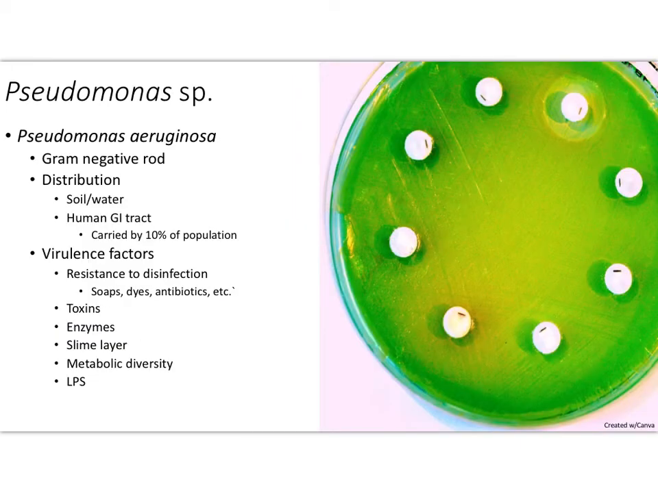Moving on from our acid-fast rods, we are going to move into gram-negative rods, and our first gram-negative rod is Pseudomonas aeruginosa. Pseudomonas is an organism that we find basically all over the place in the environment. We find it in all kinds of places in the soil and in the water. It is also carried by about 10% of any given population in their GI tract.